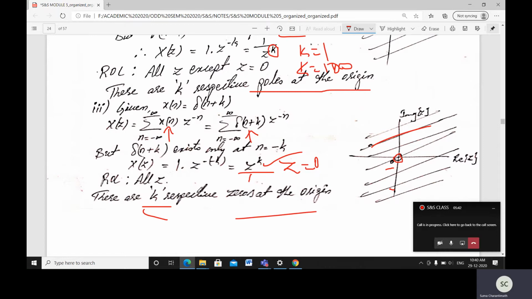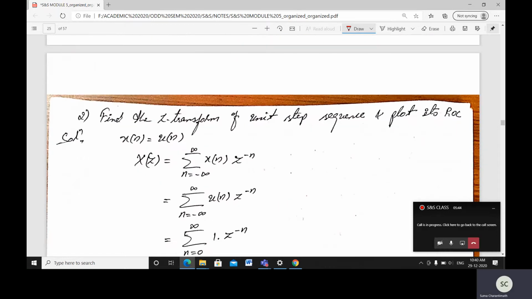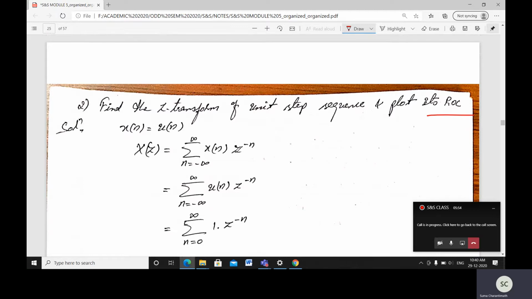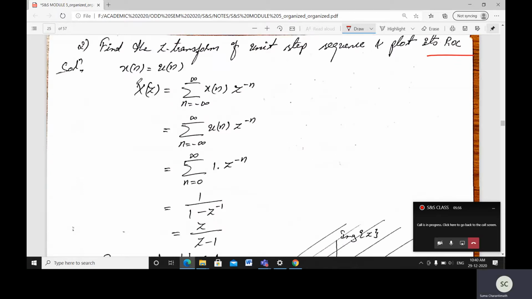This is one problem. Next problem: find the z transform of the unit step sequence and plot its region of convergence. That is x of n equals u of n. Here use the z transform equation: x of z equals summation n varying from minus infinity to plus infinity x of n z raised to minus n, where x of n is u of n into z raised to minus n. Based on the u of n function, the summation limit varies from 0 to infinity.